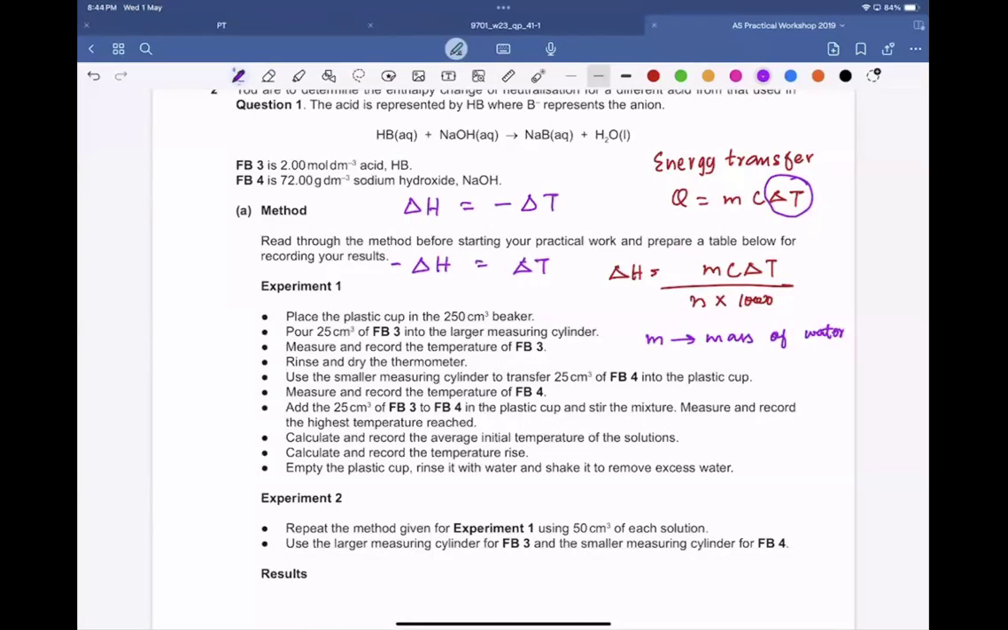The mass of water. Remember, whatever the volume of the solution, that is equal to the grams. So that will become the mass of water or mass of solution. For example, in the experiment, you have used 50 centimeter cube of aqueous solution. So it means the mass would be 50. Okay, Halima?